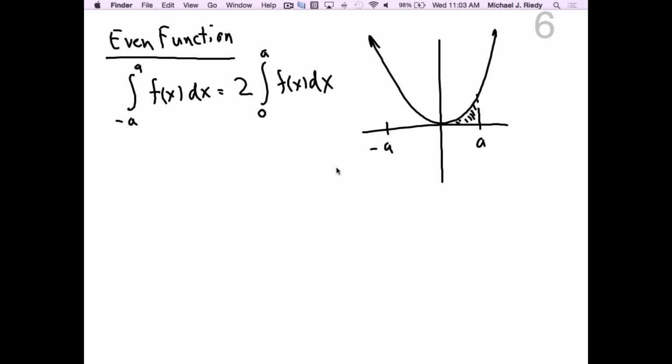Number one, you need to know it's an even function. And number two, it has to go from negative a to a. It can't go from a over here somewhere and then some other b here. It's got to be the same amount on both sides.